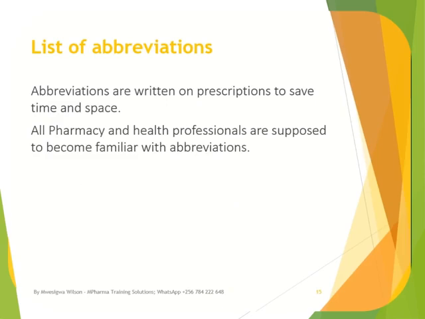So here we shall be discussing the abbreviations which can be found on a prescription. Abbreviations are commonly used on prescriptions, basically to save time and space. The prescription is always small, and all pharmacists and health professionals should be familiar with these abbreviations, because if you know them, you can easily interpret the prescription.